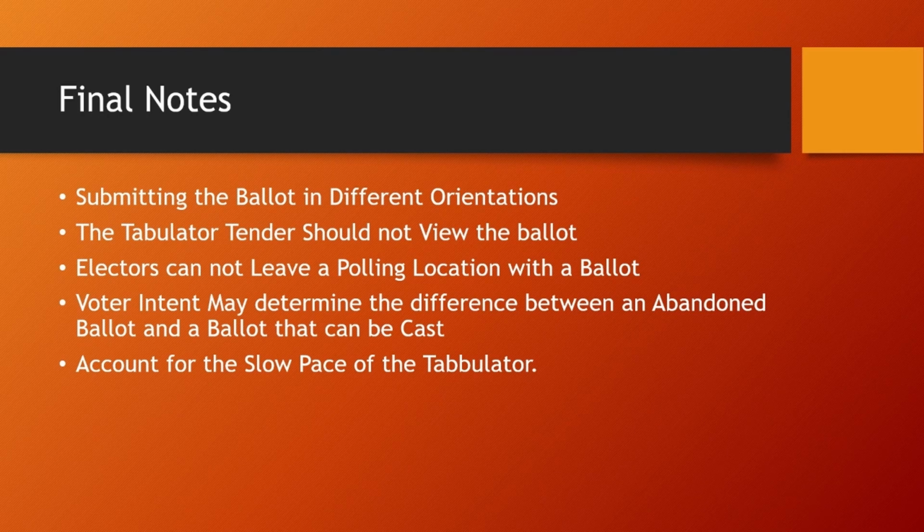If a tabulator tender notices that the tabulator is reporting a lot of unreadable marks when the voter states that there are none, it could be that the optics on the system are dirty. The tabulator tender can direct the elector to insert their ballot in another orientation. This means flip the ballot or spin it around. If this fixes the problem, alert the moderator and ask them to clean the optics on the tabulator.